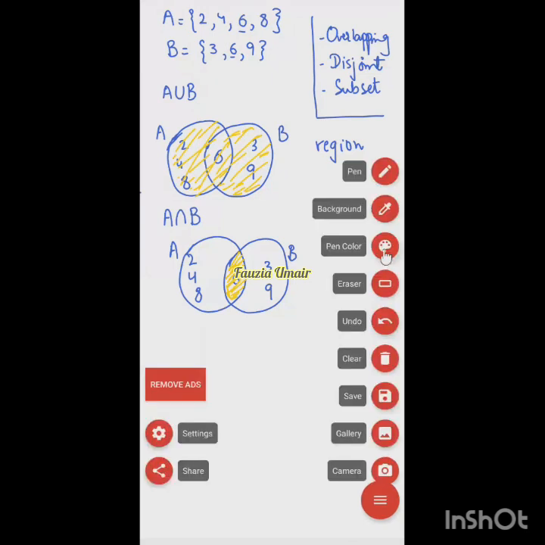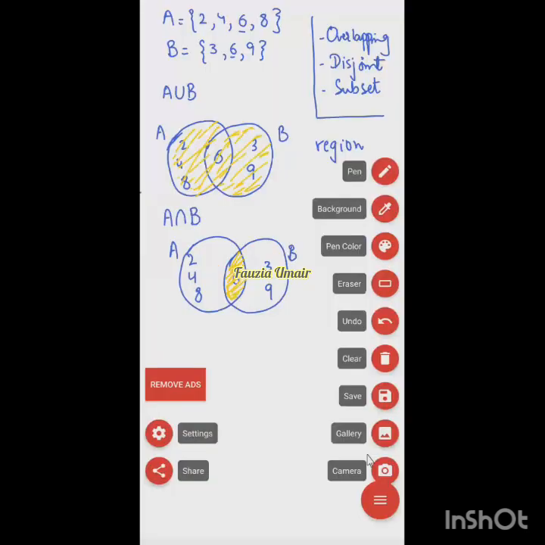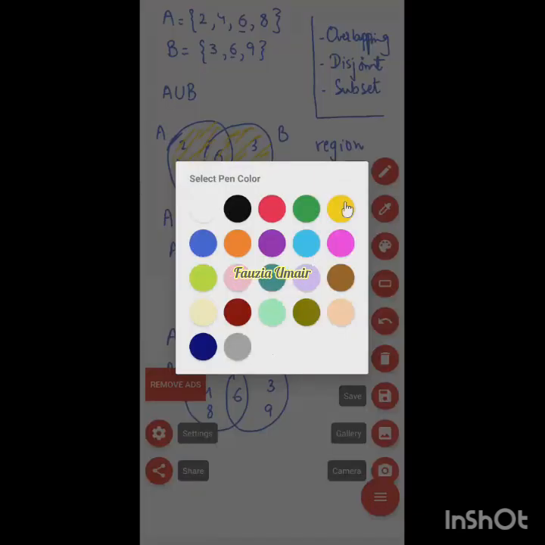So let's do the third one. Third one was A minus B. Now this is important. A minus B. The same situation, right? 6 is coming in the middle. 2, 4, 8. This is set A. Set B is 3, 9. So now A minus B. What do you say? Which region to be shaded out of the 3 regions we are having?